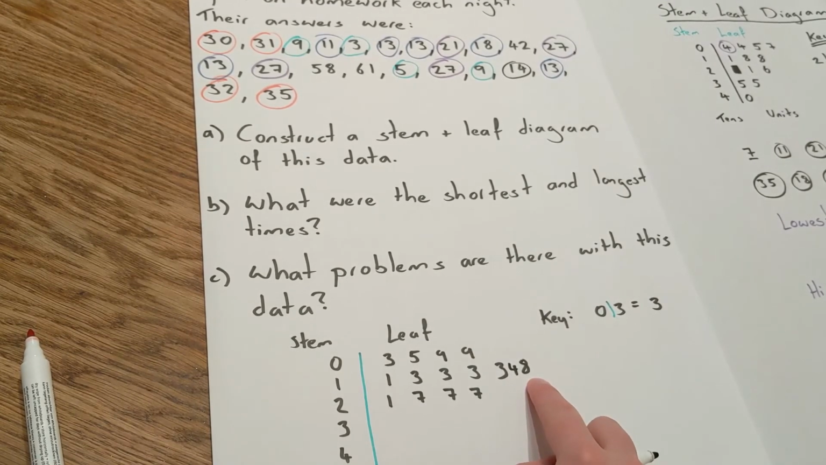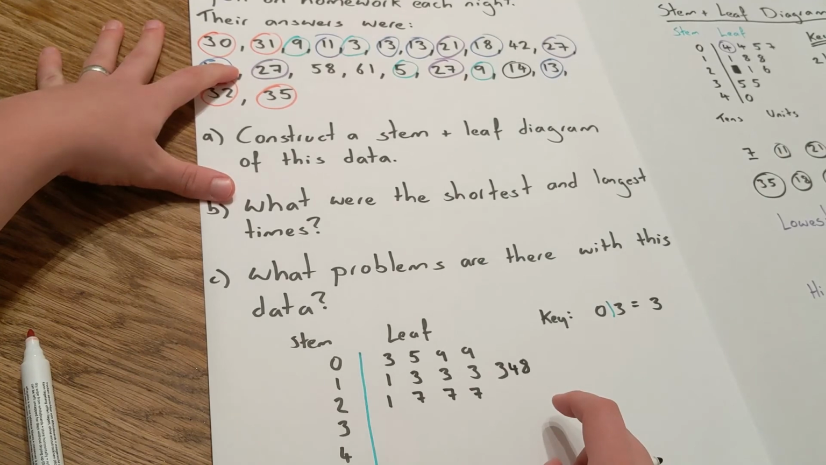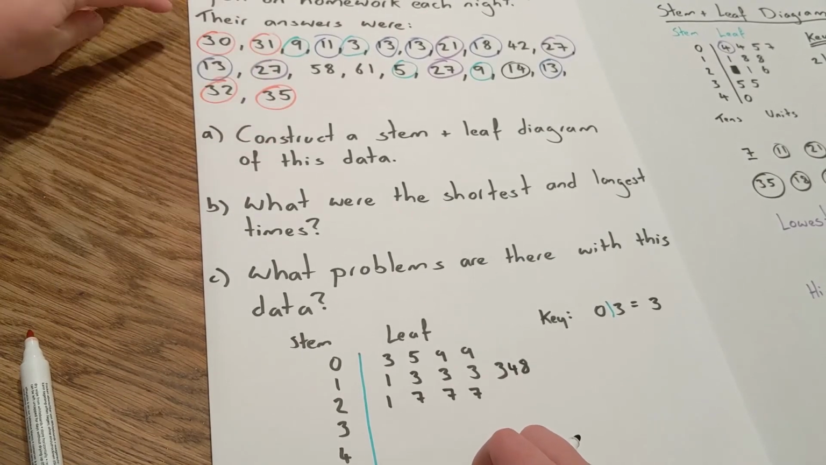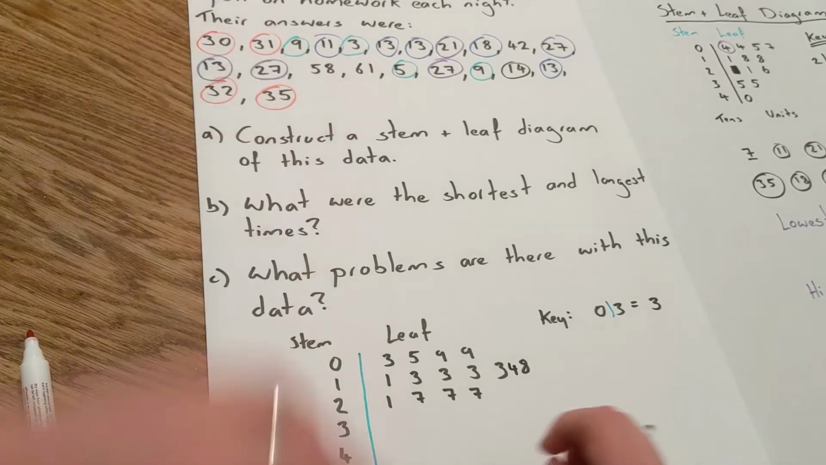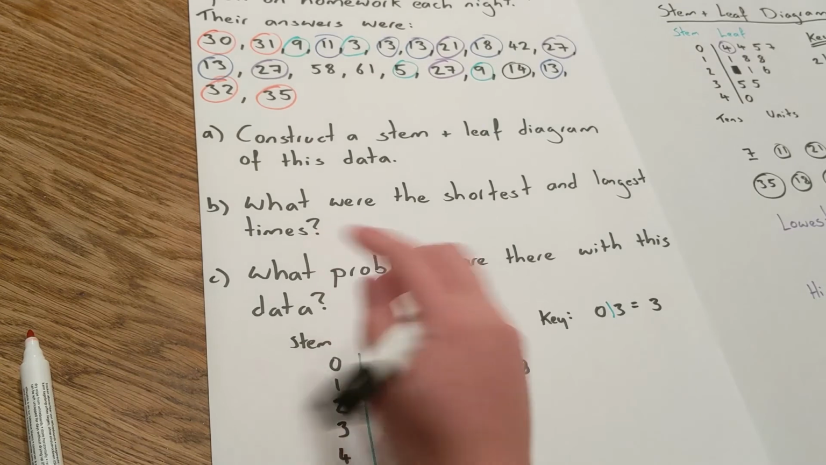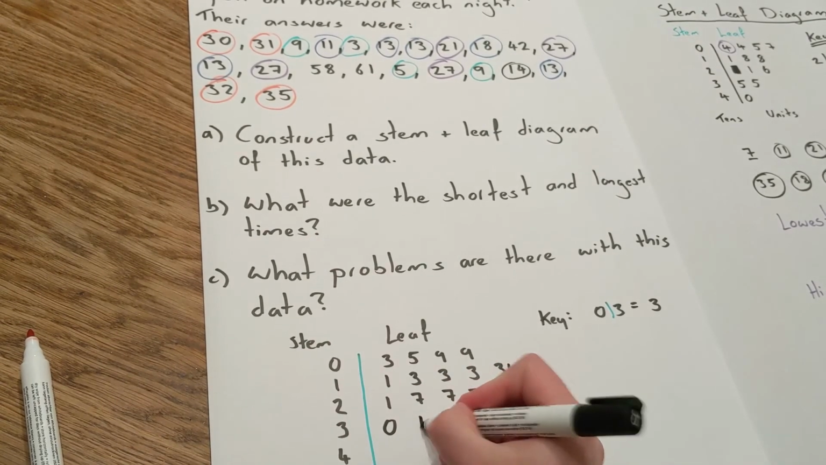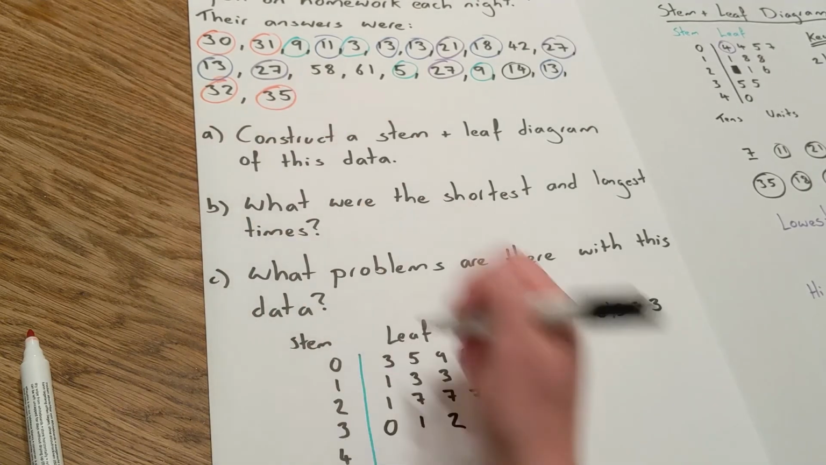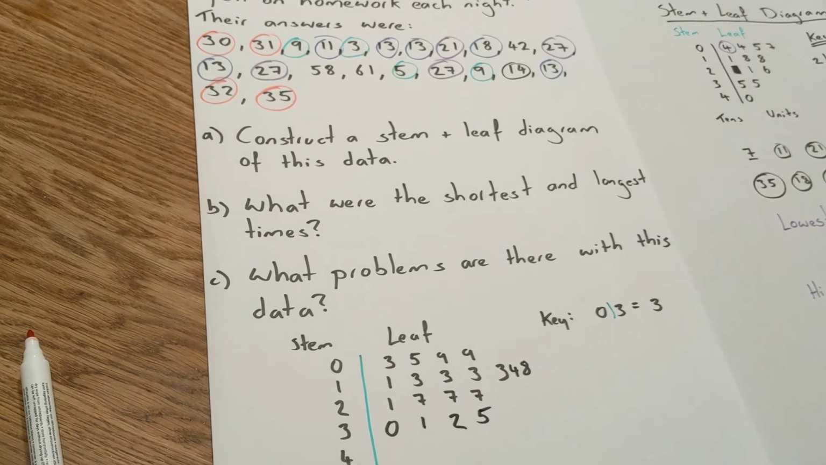Okay, right, let's get back to our ones with 3 tens in. Make sure we've got them all this time. We've got 30, 31, 32, 35. So here we've got 30, 3, 0. We've got 31, 3, 1. We've got 32, 3, 2. We've got 35, 3, 5.